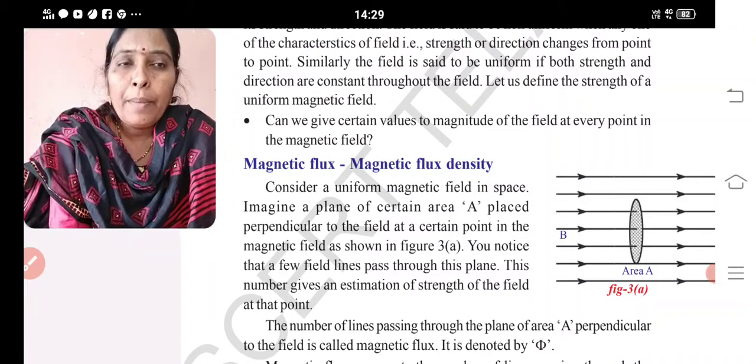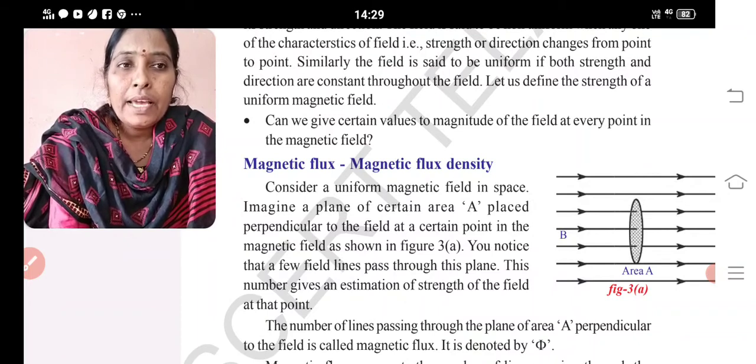Consider a uniform magnetic field in a space. Imagine a plane of certain area A placed in the field as shown in figure 3a. You notice that a number of field lines pass through the plane. This number gives an estimation of the field strength.